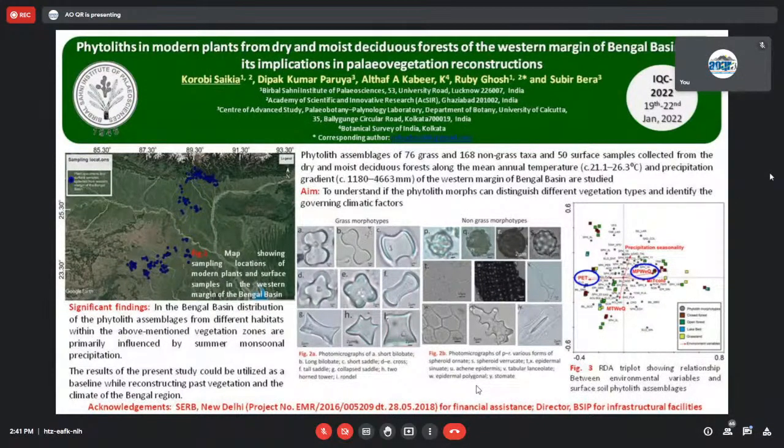As mentioned earlier by Dr. Ruby Ghosh in the previous session, there is a good variability of mean annual temperature and precipitation in the western margin of Bengal Basin. So we have chosen this as the study area for the present work. In figure 1, we can see the sampling sites of modern plant specimens and surface samples collected from the western margin of the Bengal Basin.